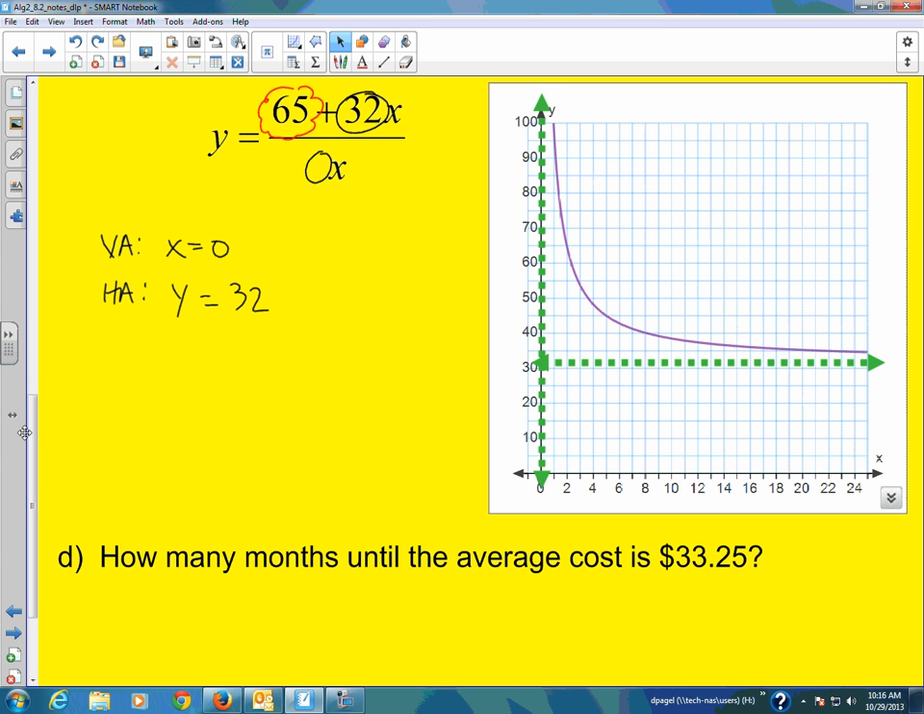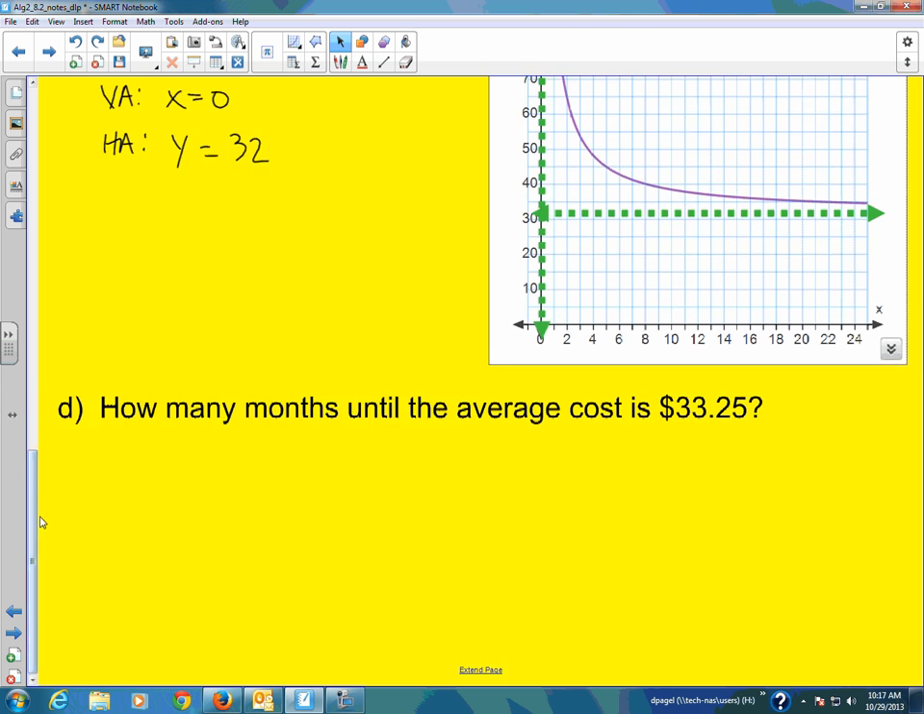Well, in our graph here, I don't think we're quite long enough out in the x direction to physically see it, but if I was, I could project a horizontal line over from where $33.25 was represented on the y-axis, intersect my graph, and then drop a vertical down from that point to find out the number of months. But probably the better way of coming up with this is to simply, if y is representing my average cost is supposed to be $33.25, then I know that I can just set up my equation like this.